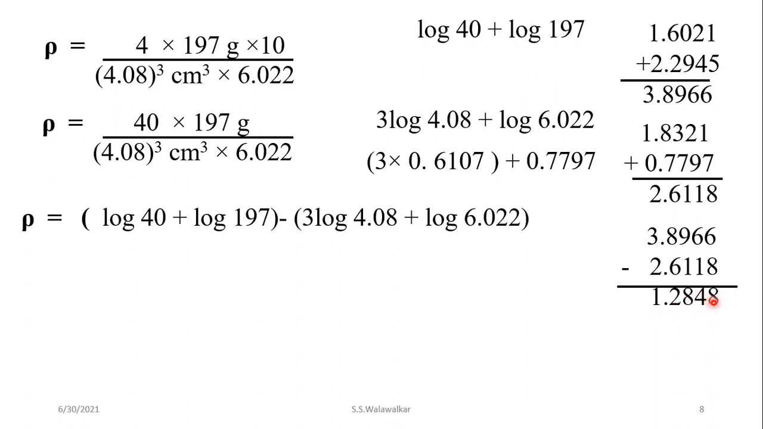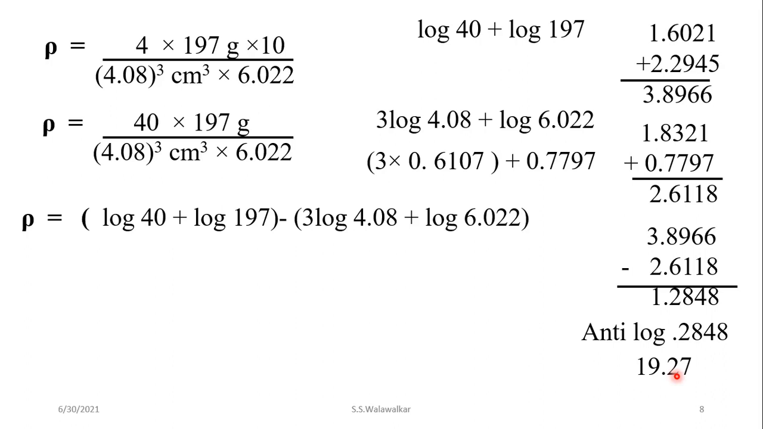1.2848. And antilog of this, that is 0.2848, is equal to how much? 1927. Characteristic here it is 1, so put decimal point after 19.